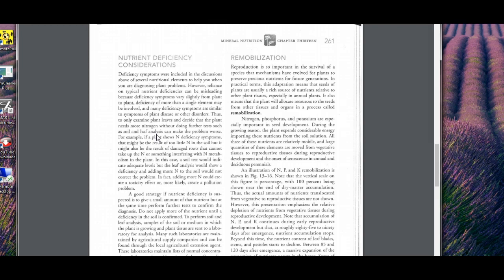We have to make sure that we do those tests so we don't make the problem worse. Here's an example they give you. If a plant shows nitrogen deficiency symptoms, that might be the result of too little nitrogen, but it can also be the result of damaged roots that can't take up the nitrogen or something interfering with nitrogen metabolism. So we need to take a soil test to see if we had adequate levels.